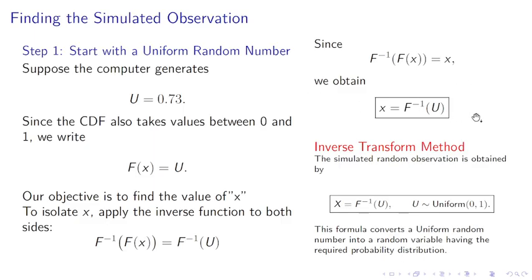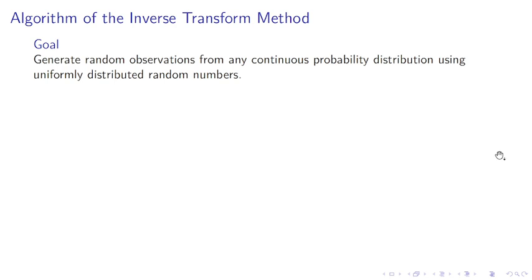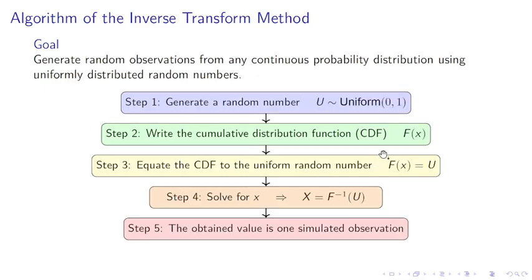We can obtain F inverse of u. In this inverse transform method, the simulated random observation is obtained by x = F⁻¹(u), where u is uniformly distributed between 0 and 1. This formula converts a uniform random number into a random variable having the required probability distribution.